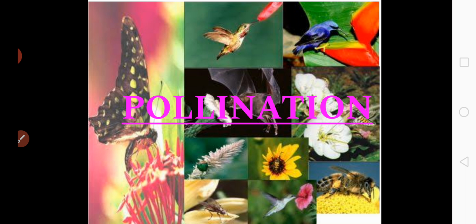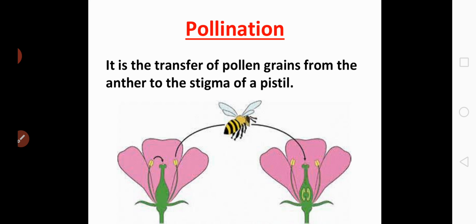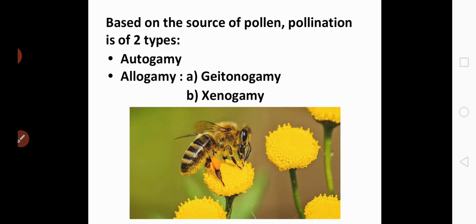Now let's move on to the next topic, pollination. Pollination is the transfer of pollen grains from the anther to the stigma of a pistil. So it is the transfer of pollen grains from the anther to the stigma of a pistil. Based on the source of pollen, pollination is of two types. They are autogamy and allogamy. Under allogamy, again two types, geitonogamy and xenogamy.